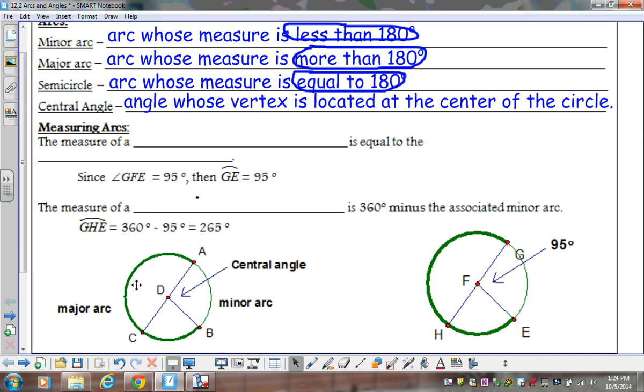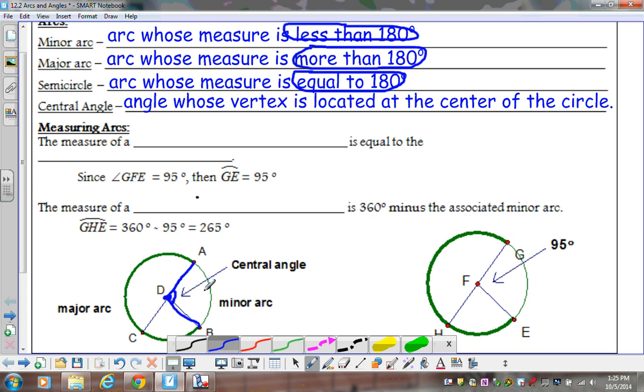If we look back down at our example, my central angle is labeled here. If I'm talking about angle ADB, notice the vertex of that angle is located at the center, which means angle ADB would be considered a central angle.